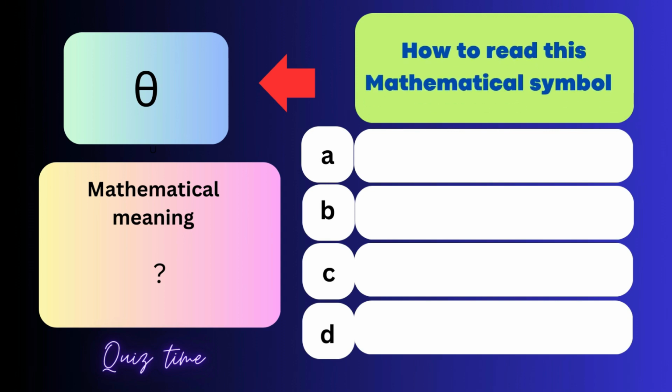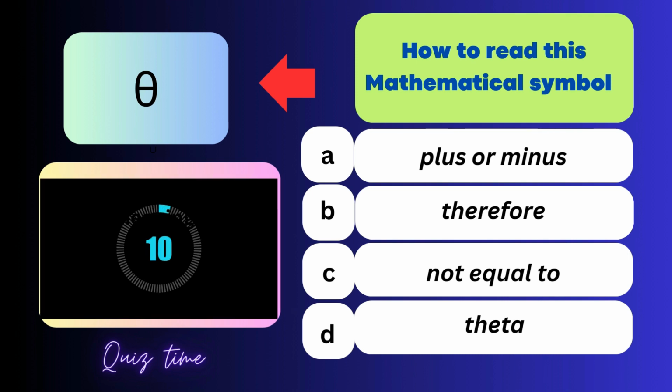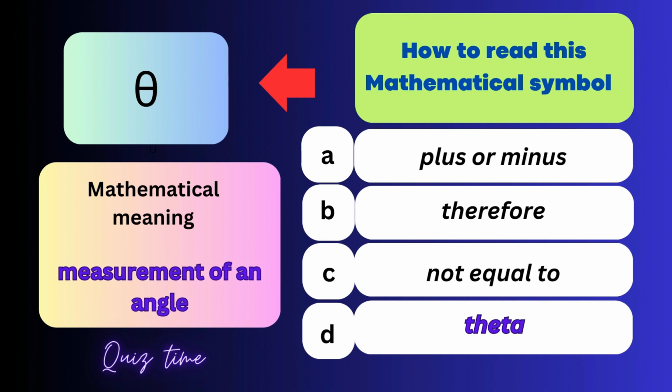How to read this mathematical symbol? A. Plus or minus. B. Therefore. C. Not equal to. D. Theta. The answer is D. Theta.